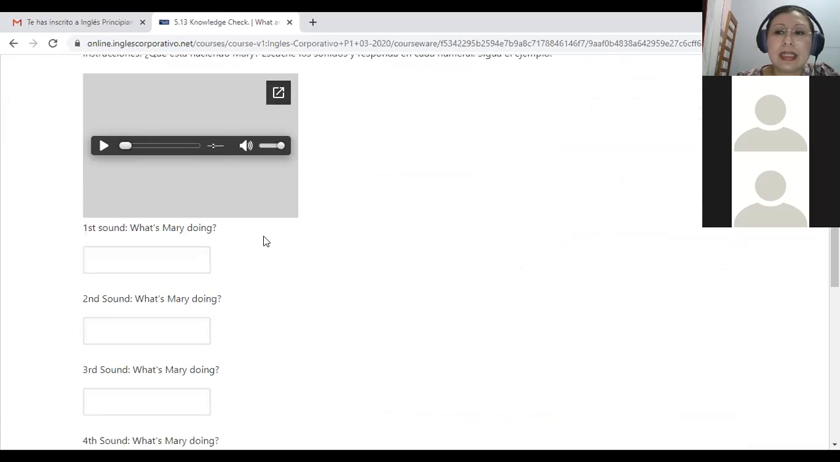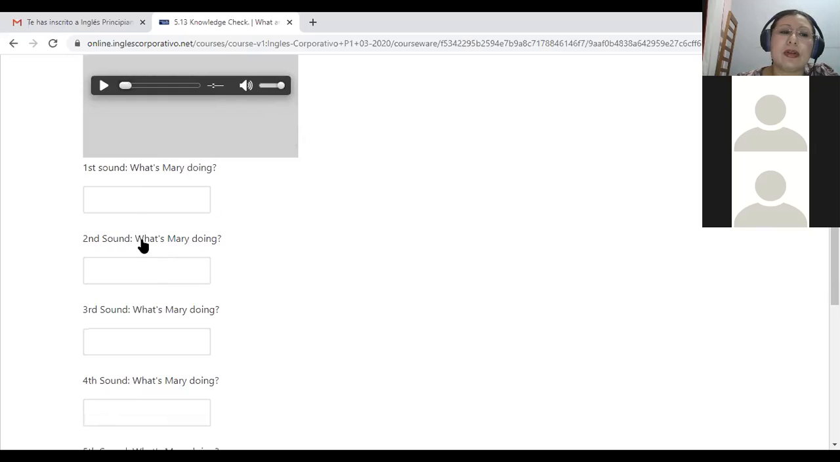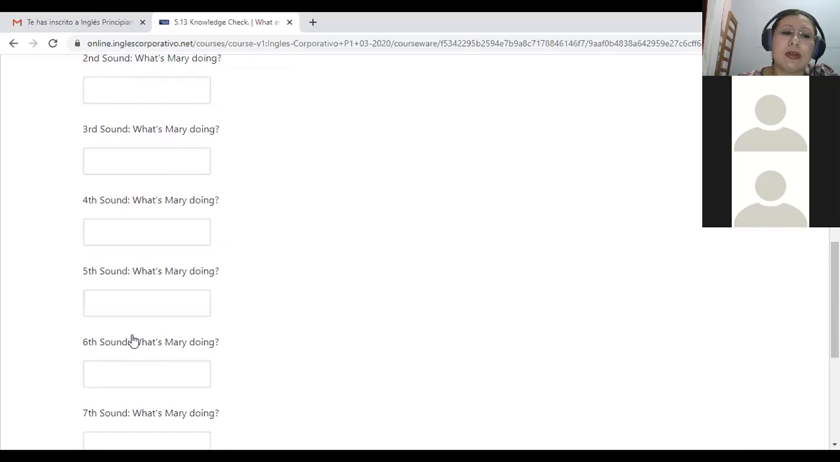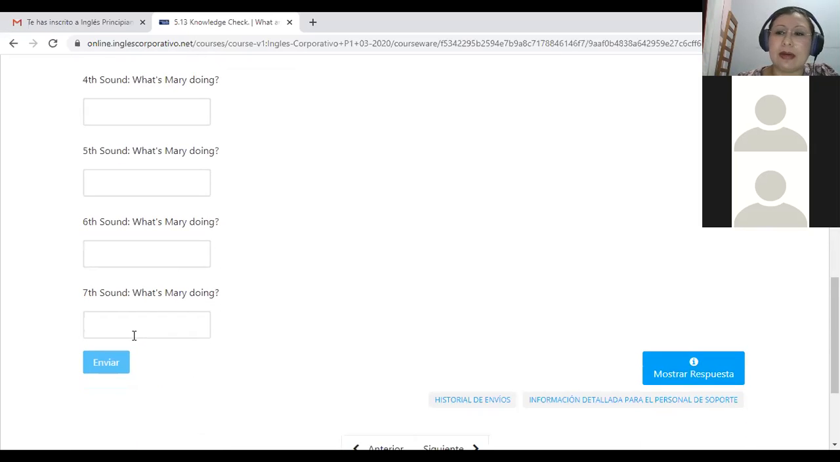So you need to hear the sound, and then you try to implement or write a verb that describes the activity that Mary is doing. So you have first, second, third, fourth, and you have 7 sounds. So what I recommend is to download the audio in order that you can identify the sound and try to do different chances responding, okay?